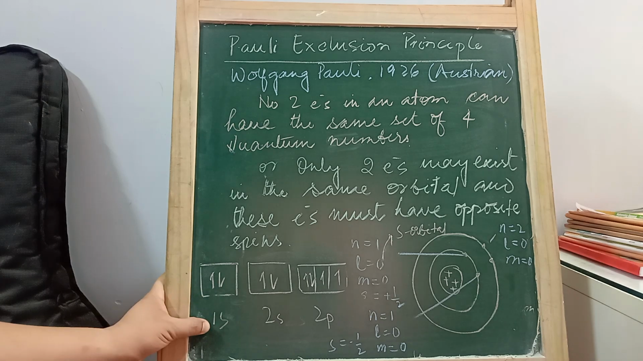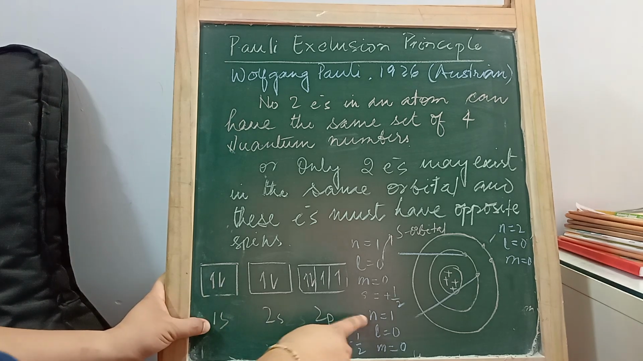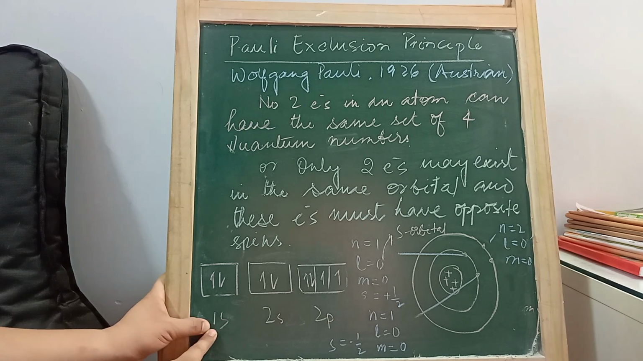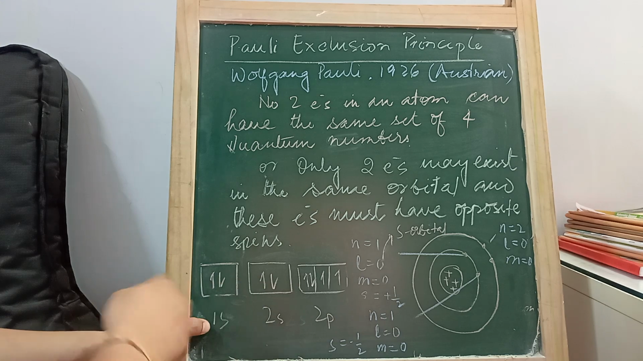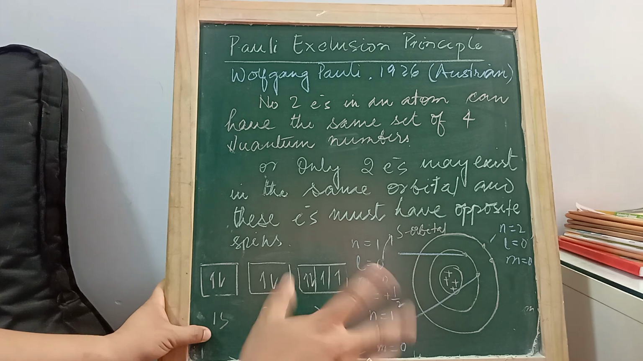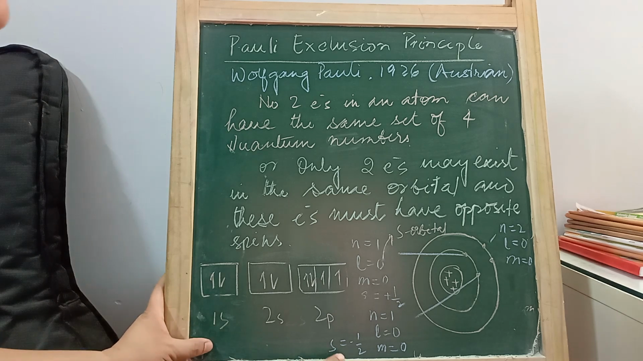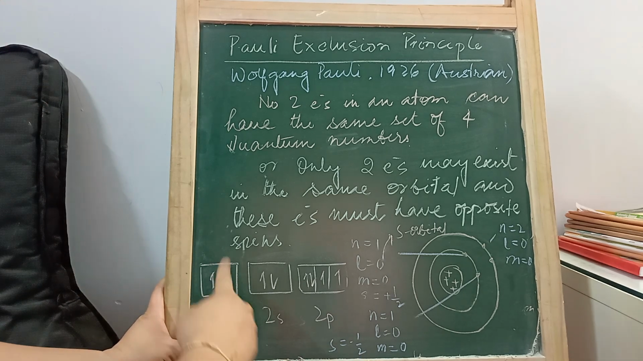Half arrow denotes plus half. And what about the second one? It will be n equal to 1, since it is in the first shell. l equals 0 because it is an s orbital. m equals 0, the only possible value of m. That means orientation doesn't matter for an s orbital, right? And what will be the spin quantum number? It will be minus half. How is minus half written? It's an upside down half arrow.